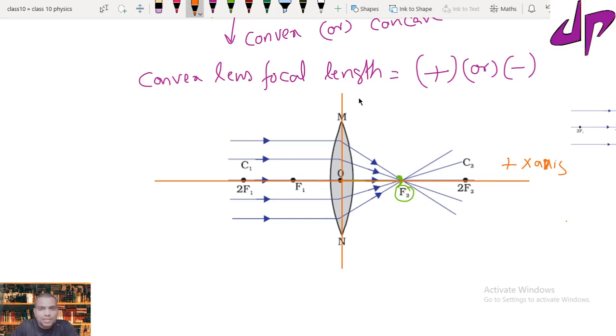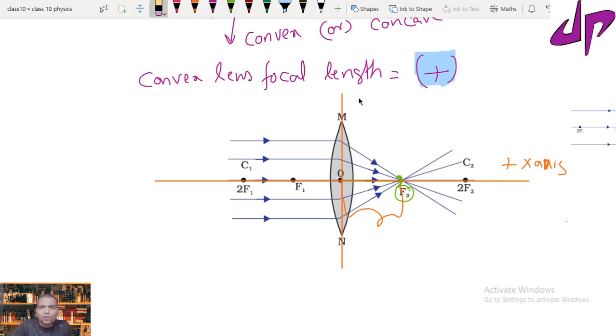Now we will measure the focal length from the optical center. And this gives a positive x-axis value. So the focal length of a convex lens we will always take as positive, because after refraction those light rays are converging towards the positive x-axis. So the focal length of a convex lens is positive.